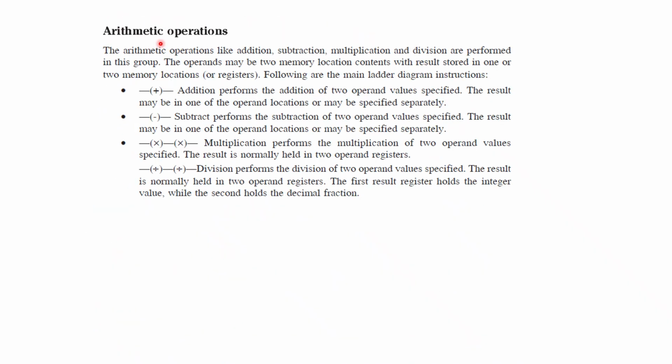In addition to this, there are arithmetic operations like addition, subtraction, multiplication, and division. The operands may be two memory location contents with results stored in one or two memory locations. For addition, the two operand values are specified, and the resultant must be in one of the operand locations or may be specified separately. Similarly for subtraction, multiplication and division. These are the arithmetic operations performed in the PLC.